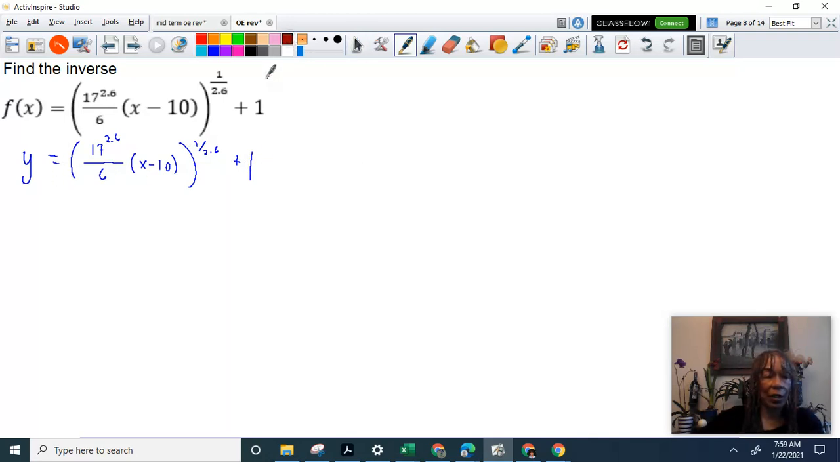So step 2, we're going to change x and y. So we've got x and y there. And once again, we rewrite everything else equals open parentheses 17 to the 2.6 power. Now, this 17 to the 2.6 power is just a number. So 17 to the 2.6 power divided by 6 is just a number, like 5 or something. Try to remember that because we don't really do anything to it. It's just a number. We're just going to move it around.